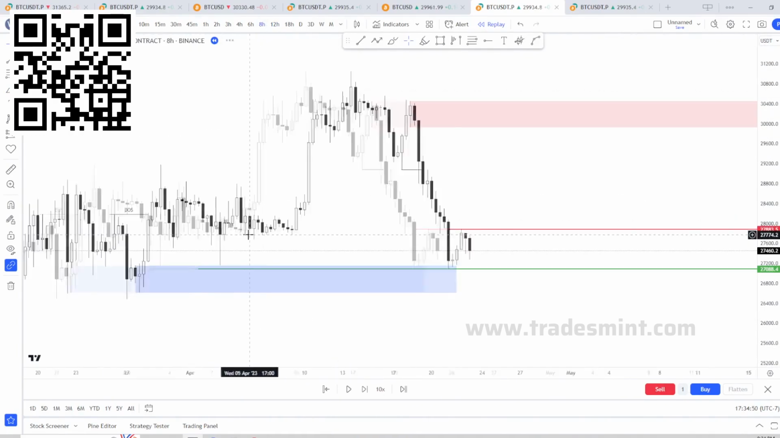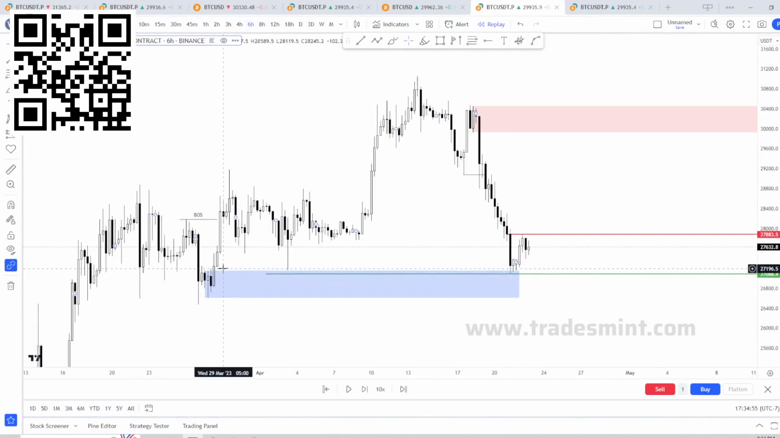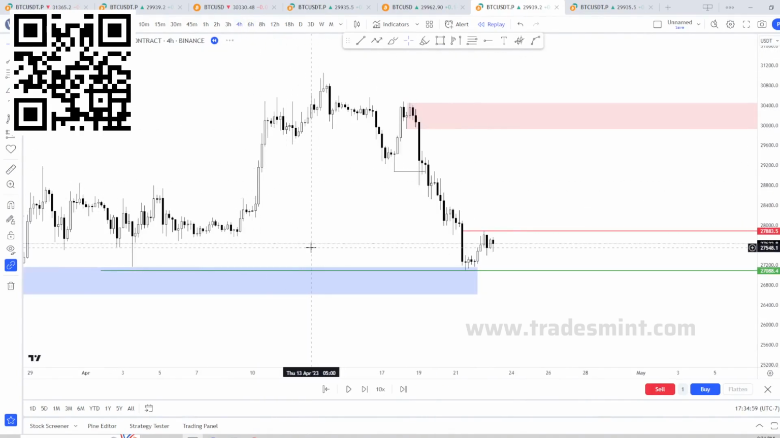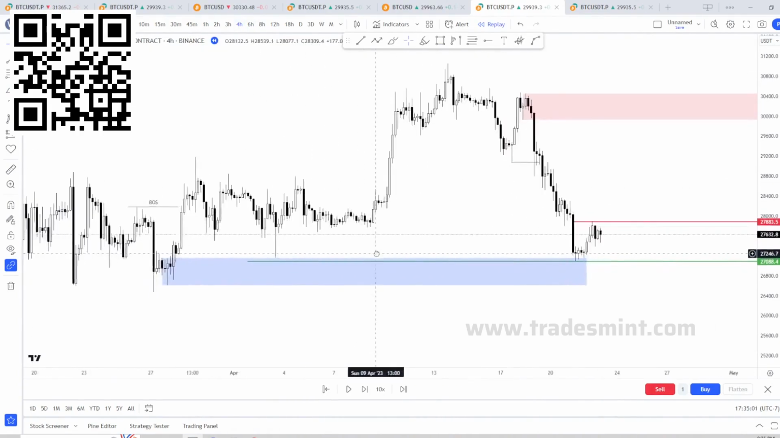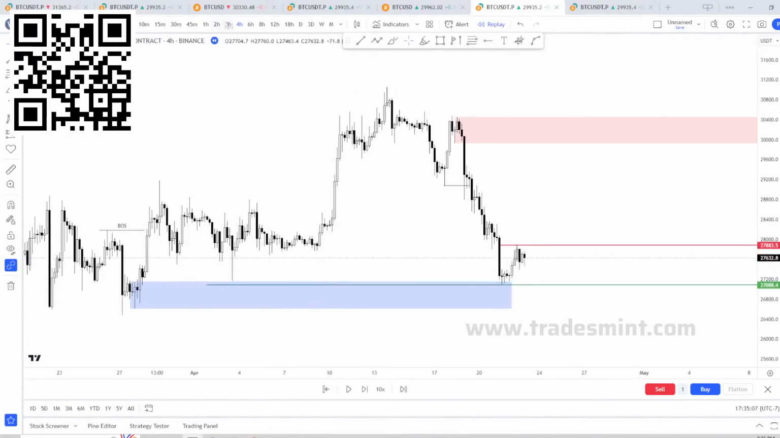What about 8-hour? 8-hour, no. 6-hour, and I'll work my way down. I'll slowly work my way down through my time frames until I see what I want to see. So 4-hour, okay. So there's really not a whole lot there, even on the 4-hour, unfortunately. Okay, 3-hour.